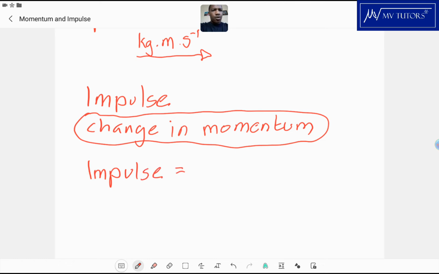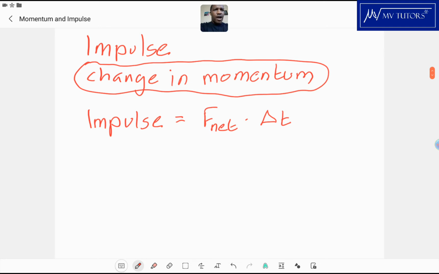Impulse is the product of the net force times the change in time. The reason why I say it's a change in momentum is because of the units. When you work this out, force is just mass times acceleration, and then change in time, let's leave it as change in time.